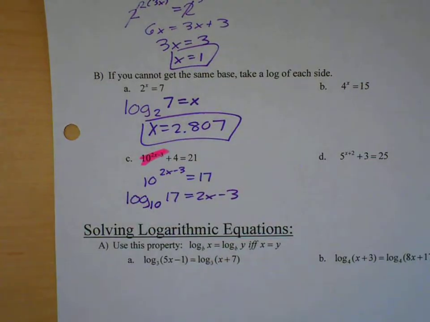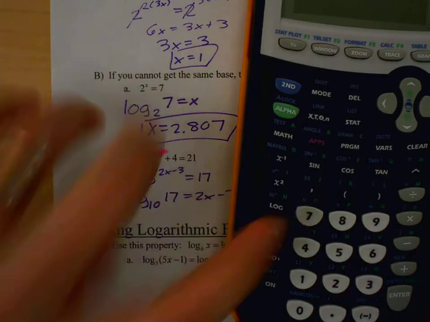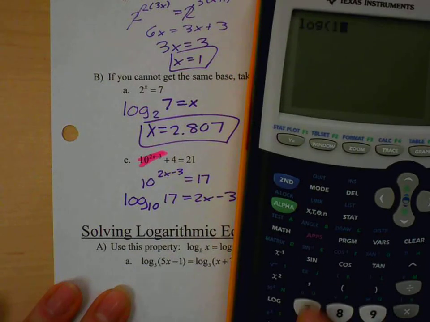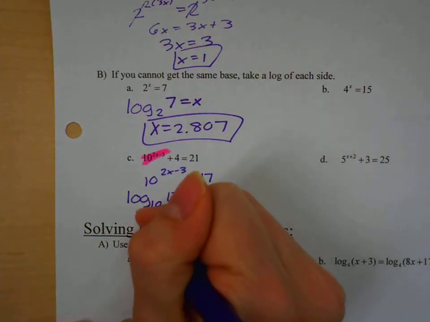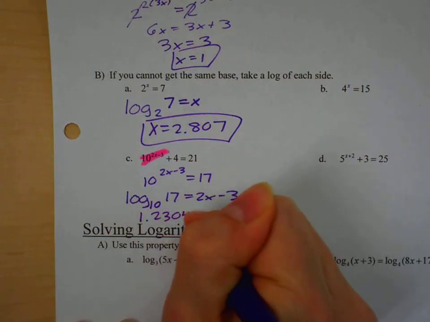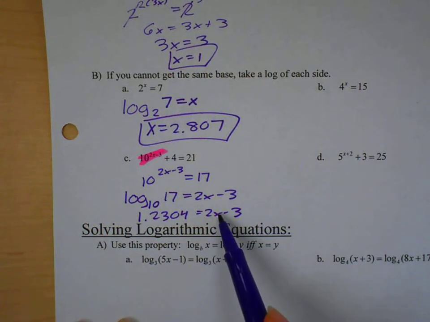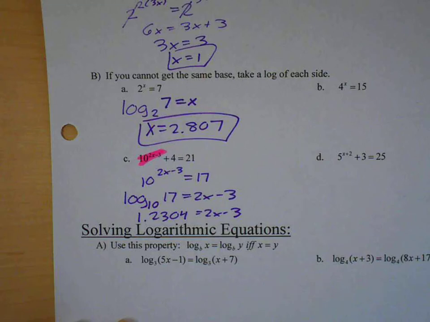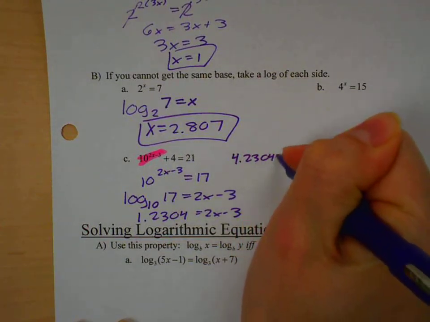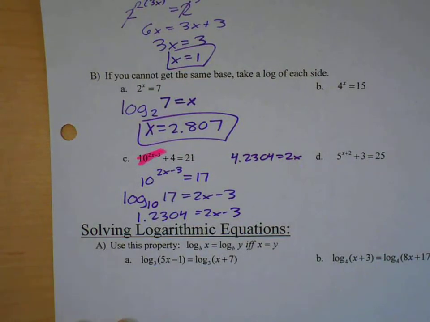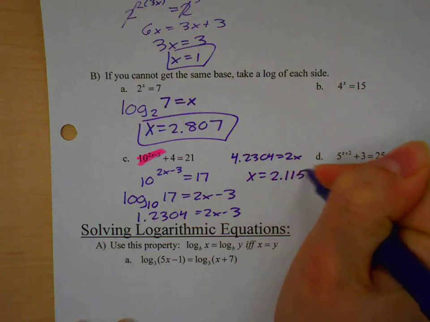Now remember log base 10? Anytime you have log base 10, that's this log button. So you can actually use this and just put log of 17. It tells me it's 1.2304. So this is 1.2304 equals 2x minus 3. I'm not done yet because I need to get x by itself. So I'm going to add 3 to both sides. 4.2304 equals 2x, and then divide by 2, which gives me x equals 2.115.